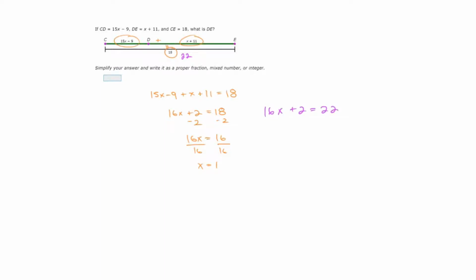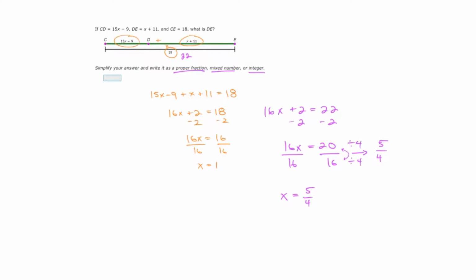The reason I'm going to change this is so we can look at something with a fraction in it, because it talks about a proper fraction, mixed number, or integer. So when I get 16x, I get 16x equals 20 divided by 16. X is equal to, we'll reduce this by dividing by 4. A couple of little fraction things we need to look at here. We end up with 5 over 4. So x is equal to 5 over 4.